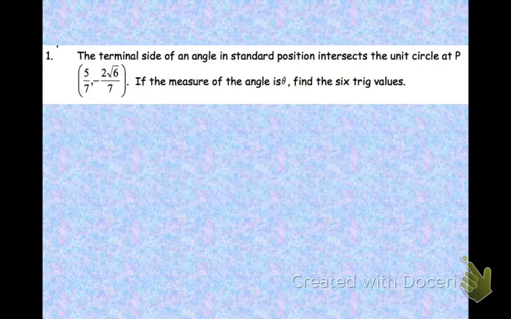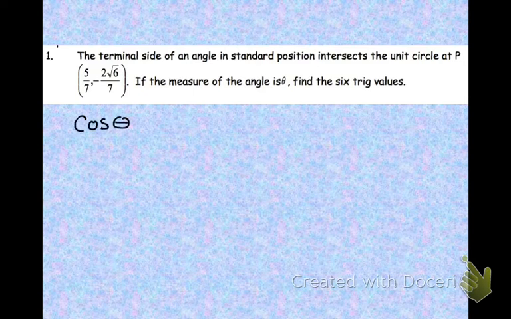A couple examples very quickly. The terminal side of an angle in standard position intersects the unit circle at P, which is this point here. If the measure of the angle is theta, find the 6 trig values. So we should be pretty straightforward with a couple of these. So let's start with cosine.